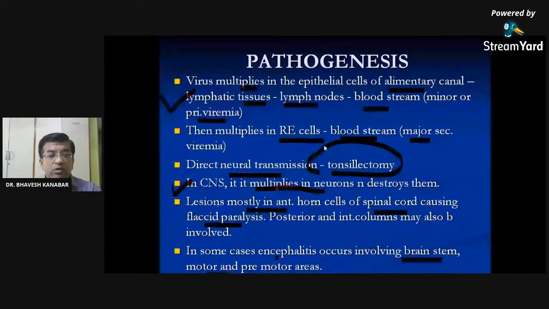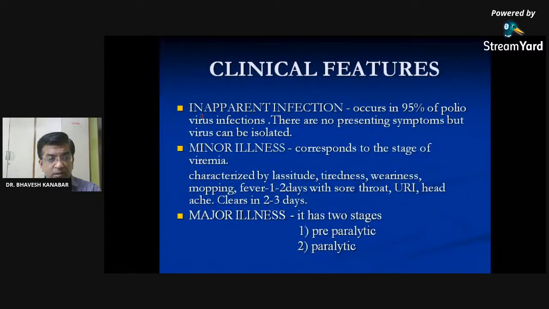So in the clinical features, first of all, inapparent infection. Inapparent infection means without symptoms. There are no presenting symptoms, like in corona. 70-80% of patients may not have symptoms, right? So it occurs in 95% of the cases, inapparent infection, that is without symptoms. There are no presenting symptoms, but in secretions and feces, the virus can be isolated.